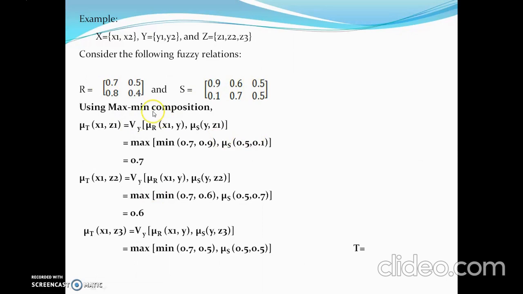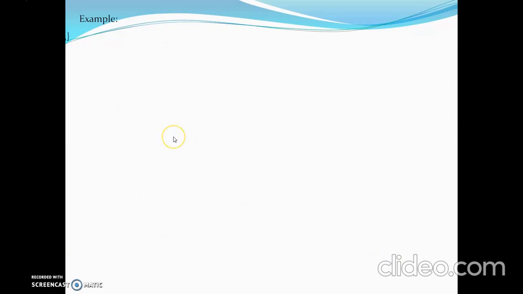The value will be 0.7, 0.5, 0.5. Here also 0.5, the value will be 0.5. So we got the first row. Do it for the second row also.